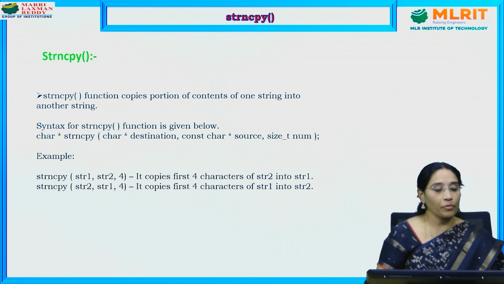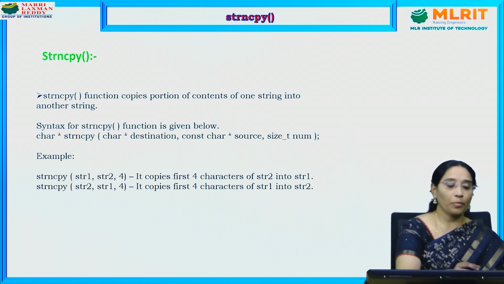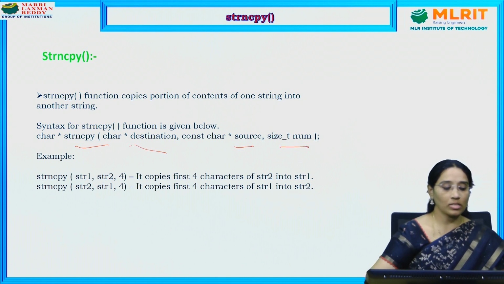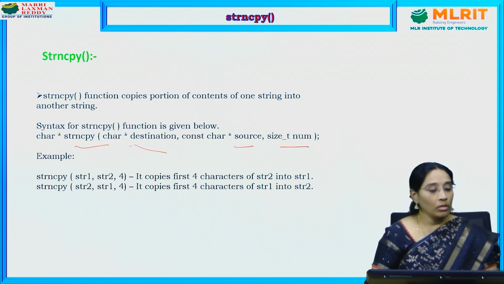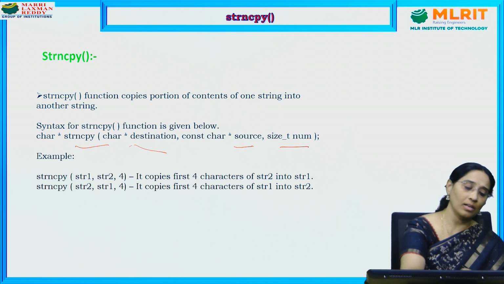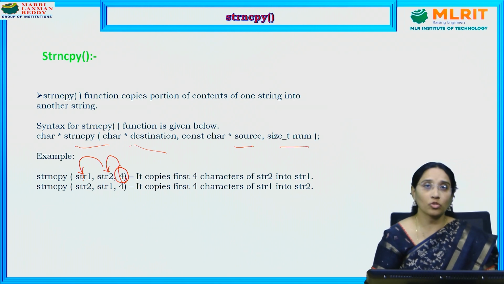Next, strncpy. This function copies a portion of the content from one string into another string. The syntax of strncpy is given: char pointer strncpy, destination, and constant char pointer source, and size num. The example here is strncpy of str1, str2, 4. It means that it copies only 4 characters of string 2 to string 1. Only a portion of the contents will be copied, not all the contents.